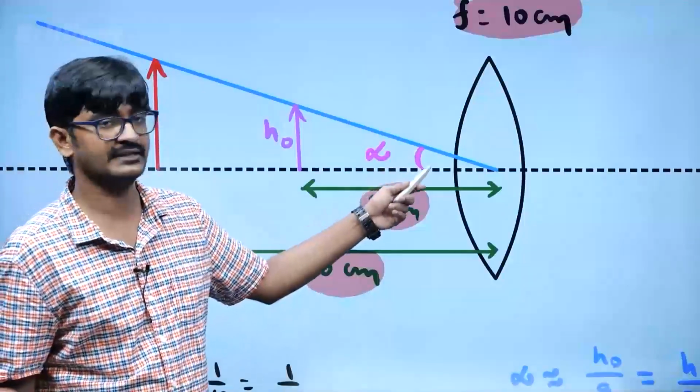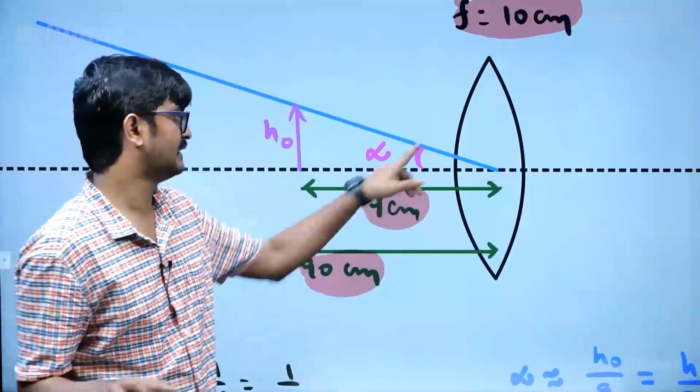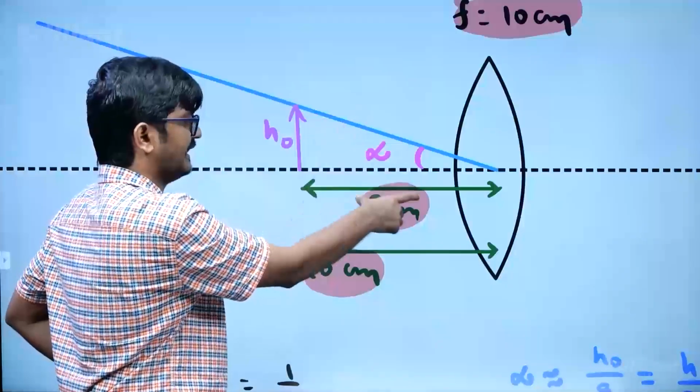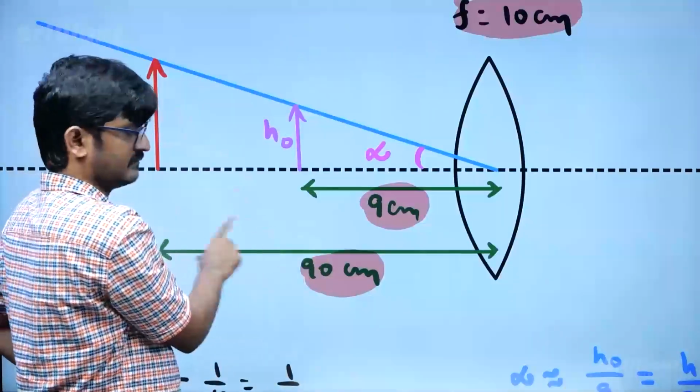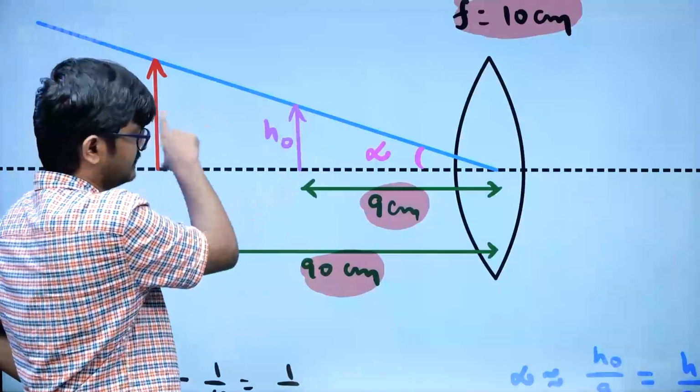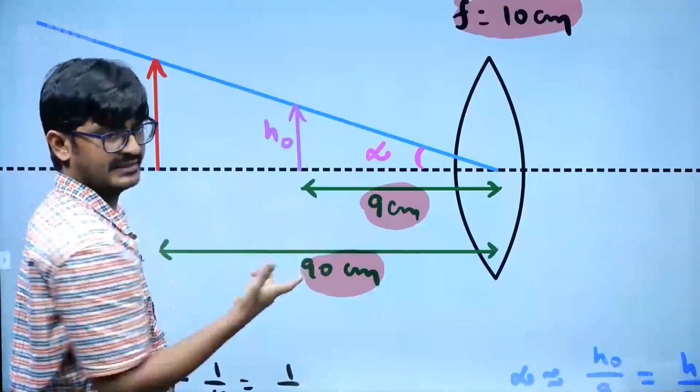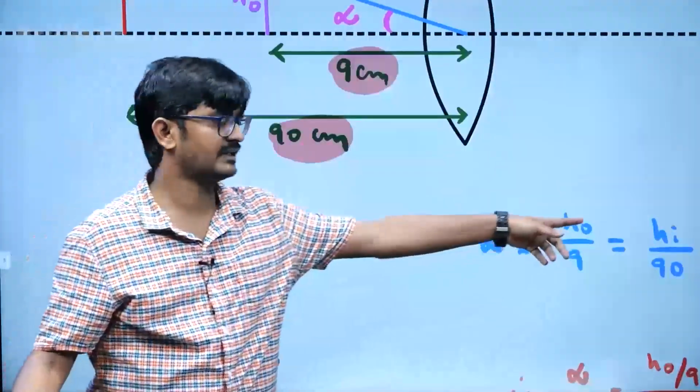So this is the angle subtended in the new case. How much is that angle? Again I can say alpha is h0 by 9 or h1 by h object and image. So h0 by 9 or hi by 90. So alpha is h0 by 9 or hi by 90.